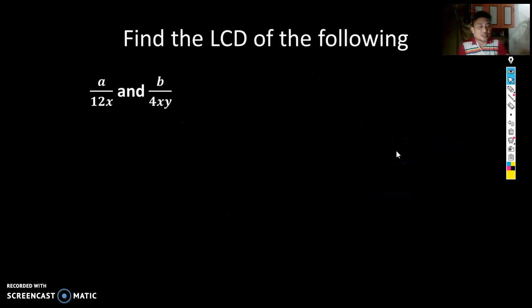So, how to solve the LCD? Okay, so the first step is sulat natin. Identify muna natin ang denominator. The denominators are 12x and 4x.